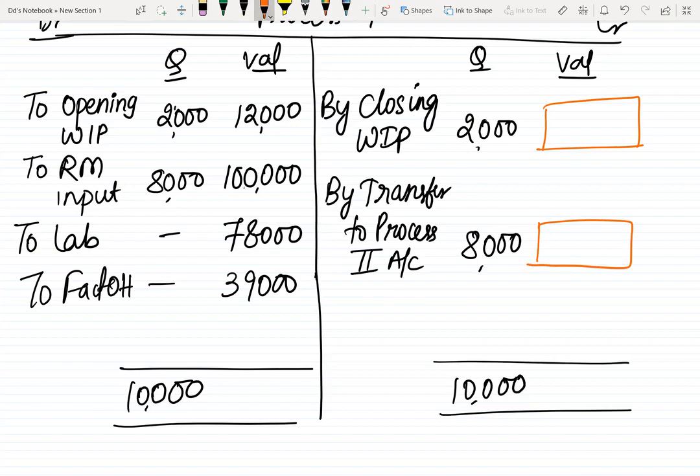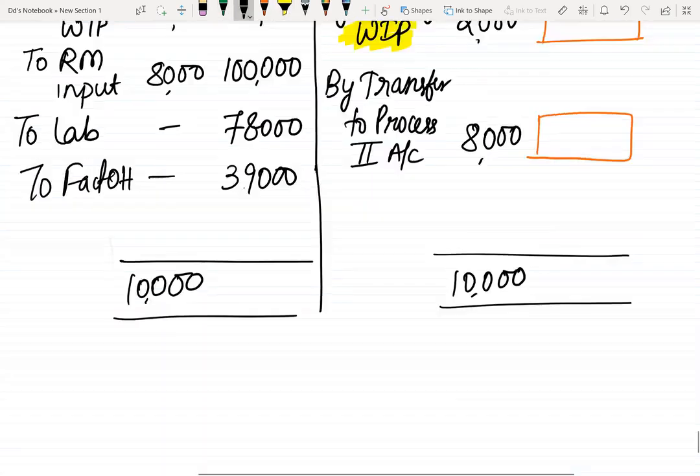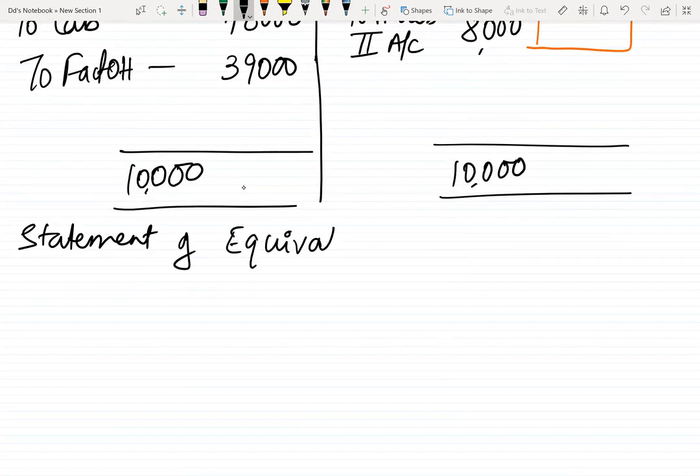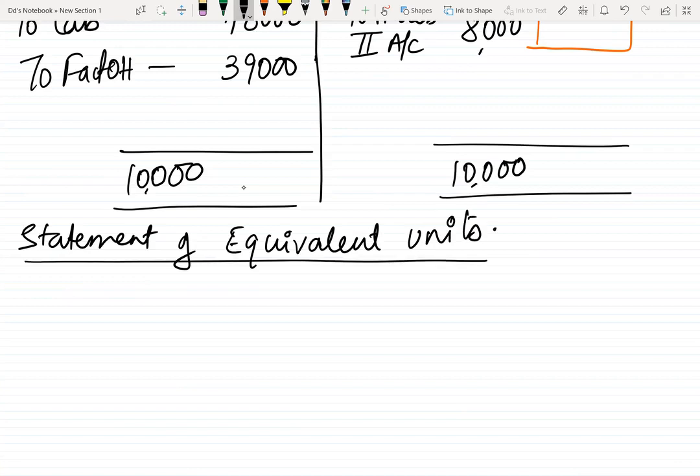Right. Now, wherever you have WIP, I told you in the previous video, you cannot use cost per unit formula. You have to solve it using 3 steps, right? Which is the step 1, statement of equivalent units. Start writing statement of equivalent units. Some books use the term equivalent production. That is also fine, nothing wrong.